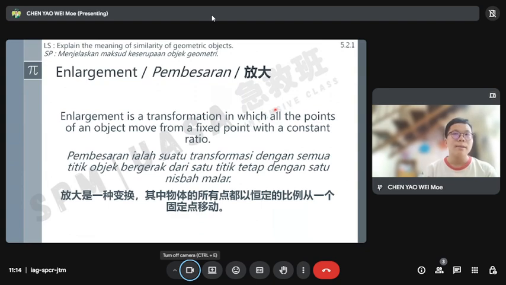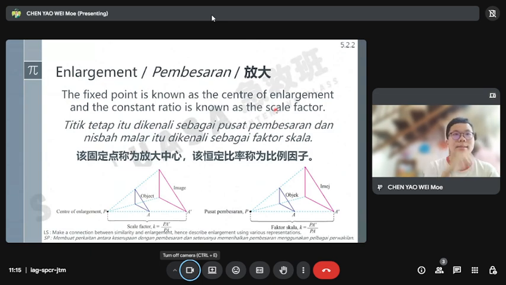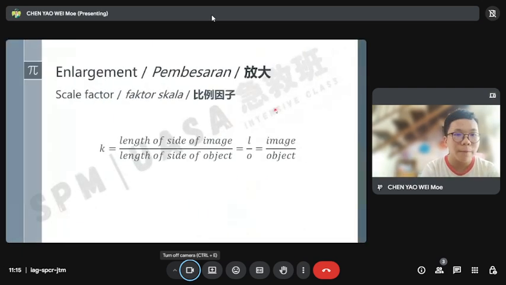But now enlargement: the fixed point we call the center of enlargement, P, and the ratio we know as the scale factor. The formula for the scale factor is k equals the length of the side of the image divided by the length of the side of the object, image over object. This is how I remember it.